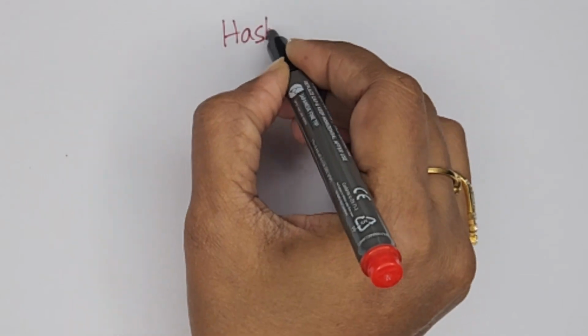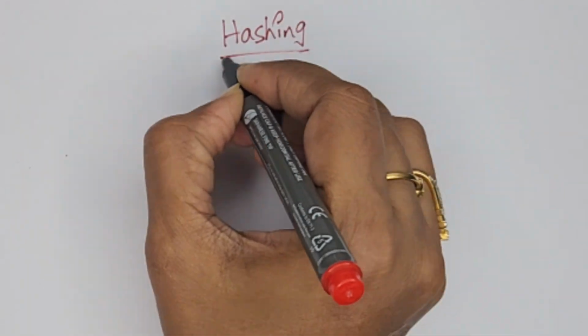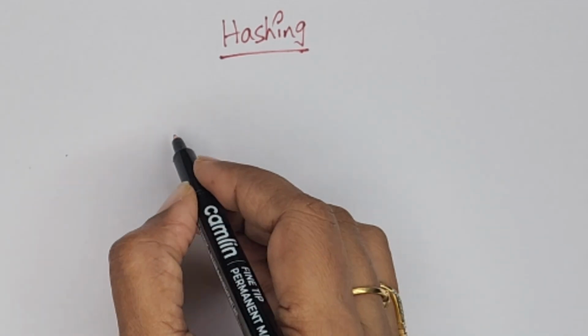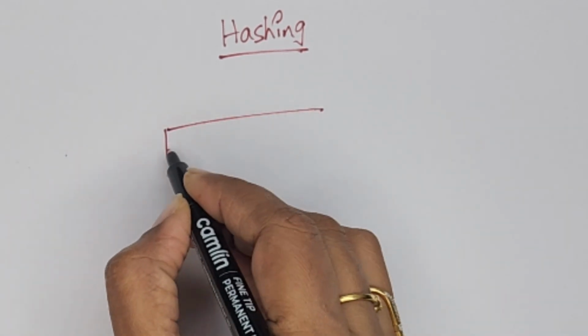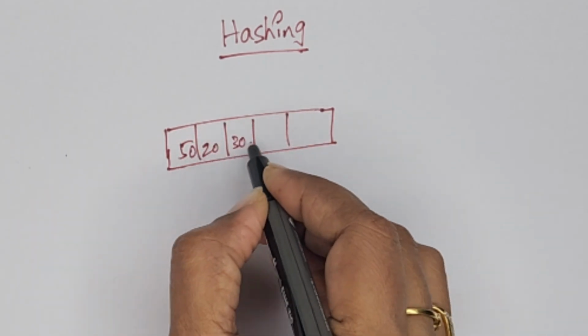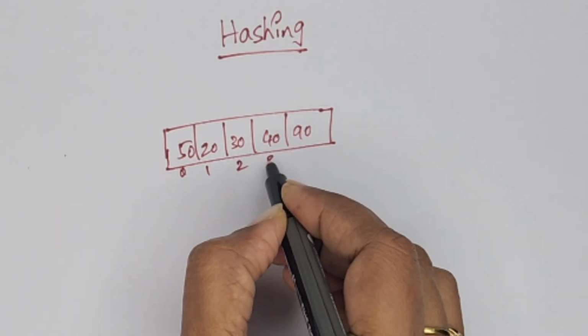Hello everyone. Today's topic is hashing. So what is hashing? Why is hashing important? I'm going to discuss that. First of all, I'm going to declare one array and store a few elements into the array. The index starts with 0.